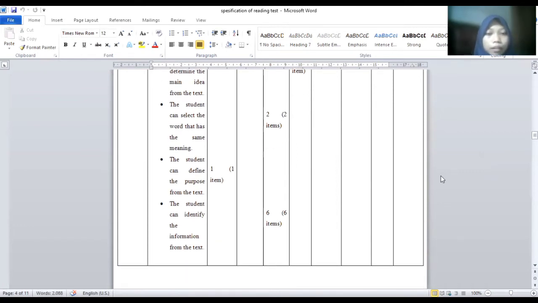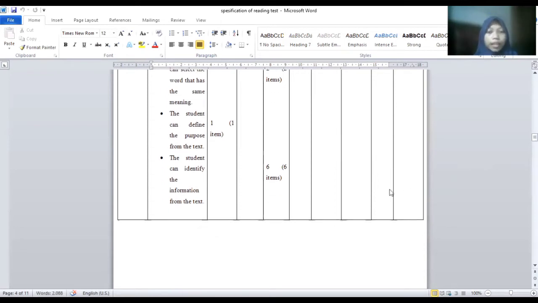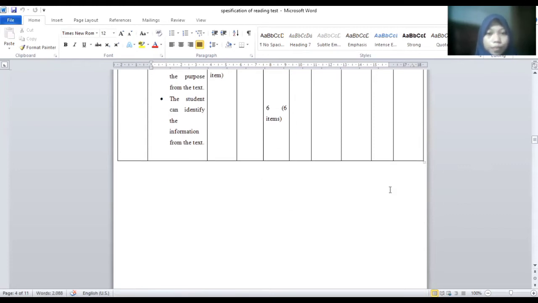And then the student can define the purpose from the text. Cognitive domain is knowledge, one item. And then the student can identify the information from the text. Cognitive domain is application, and then there are 6 items.